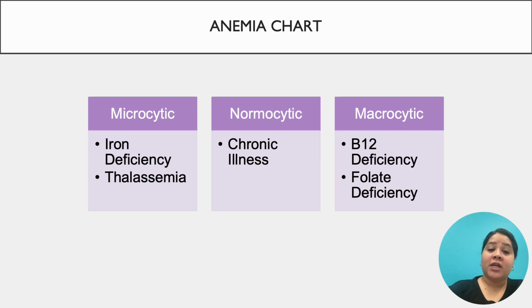And then for macrocytic anemia, B12 and folate tend to coexist, so we would want to draw up both of the labs concurrently. And if there is a deficiency in B12, we can replace either orally or parenterally. And B12 can naturally be found in all animal sources. And for folate, we would want to replace as well.